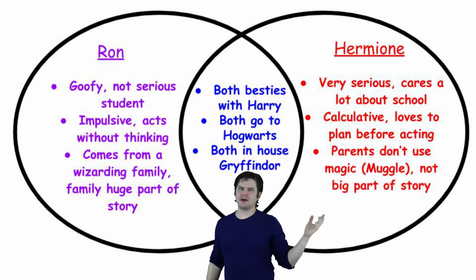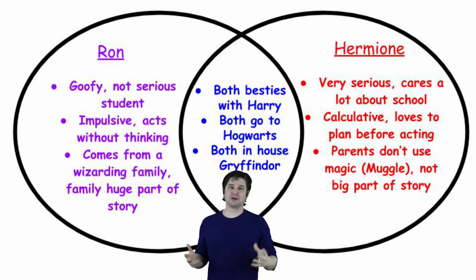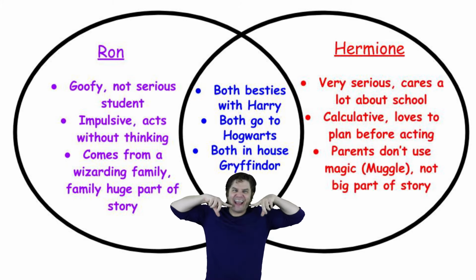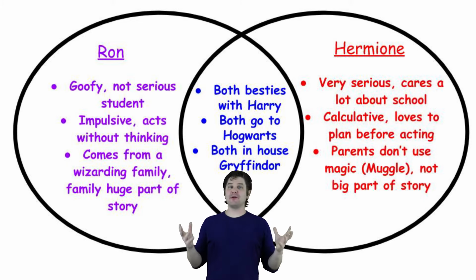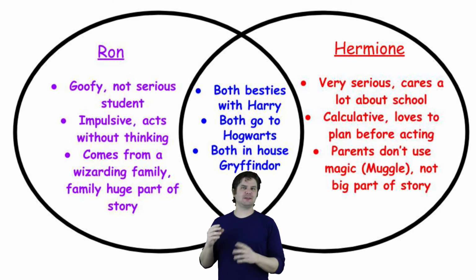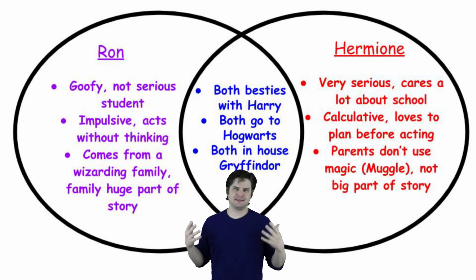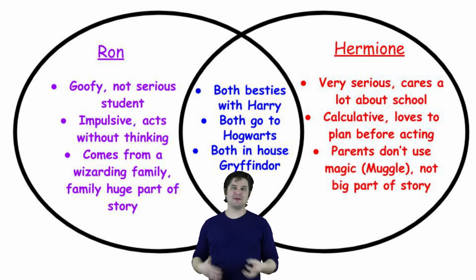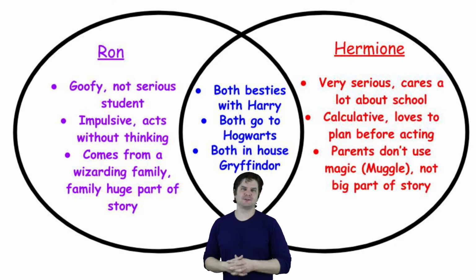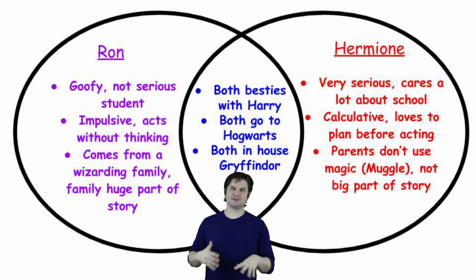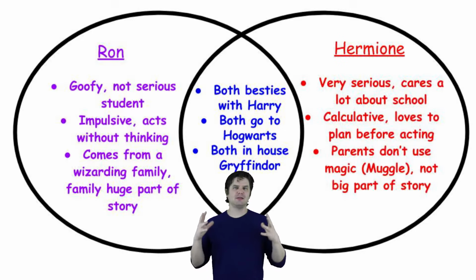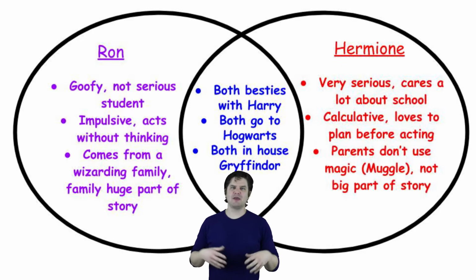Hermione, we don't really hear a lot about her parents in the story. We know that they're dentists, but we don't know that much else about them other than that they are Muggle. Whereas Ron's family is a huge part of the story. They're important characters that we see a lot. His sister, his twin brothers, his mom, his dad are all huge parts of the story, and they are all wizards, unlike Hermione's family.